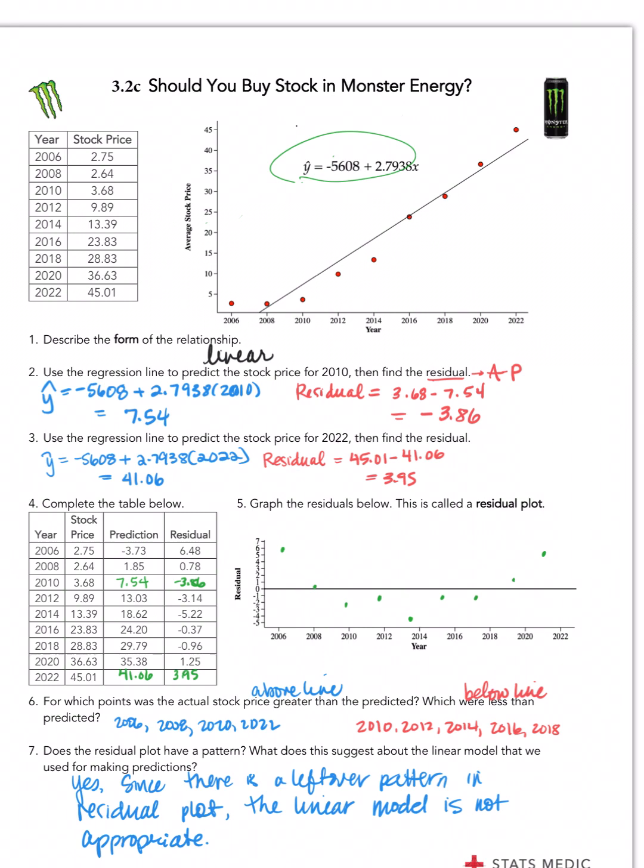Number 3, we're going to do the same thing. We're going to predict for 2022. So we're plugging in 2022 into our equation, and we get 4106. And residual, the actual in 2022 is 4501 minus the predicted, what we just found was 3.95. Then what we did is we took our values and we put them in our table that we calculated. And we plotted those residuals right here.